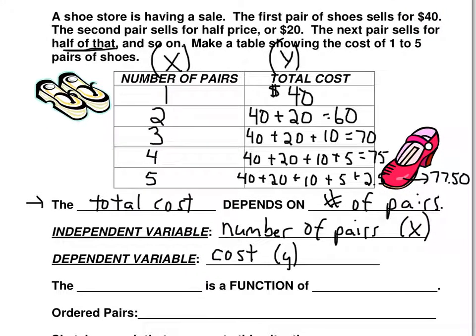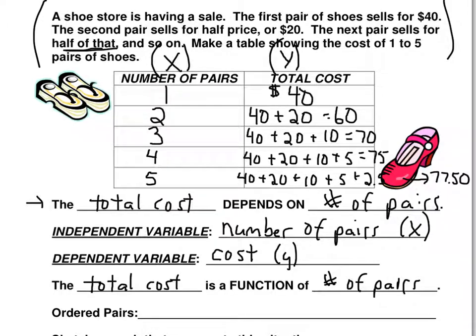So the way we use functions is that the total cost, you want to write this down, is a function of the number of pairs. So the cost is a function of the number of pairs of shoes that you buy. All right, so this is a table of values that we've taken and put together from a problem. And now we've identified the independent and the dependent variable. Now we're going to make some ordered pairs out of this information, and then we're actually going to graph it.